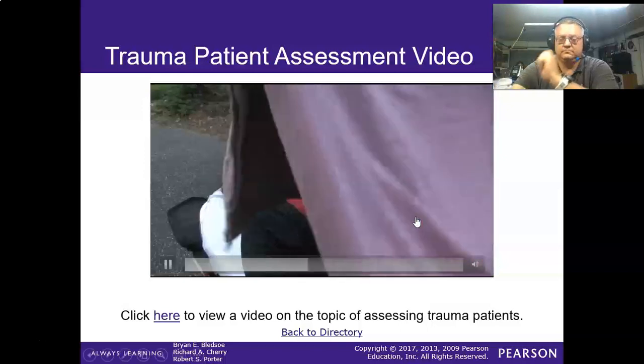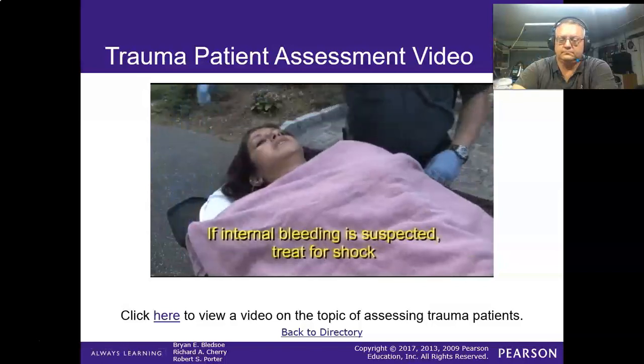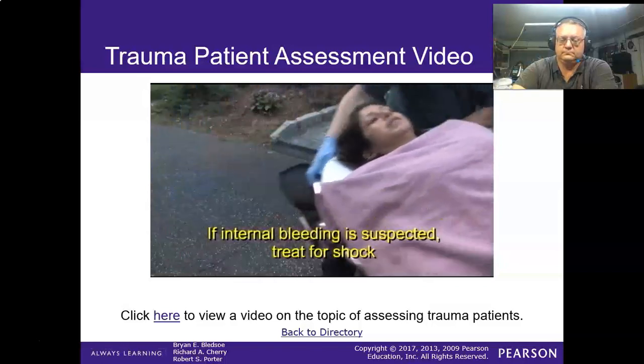Therefore, you will need to begin treatment for shock, which includes lying the patient flat and covering him or her with a blanket to preserve body heat.